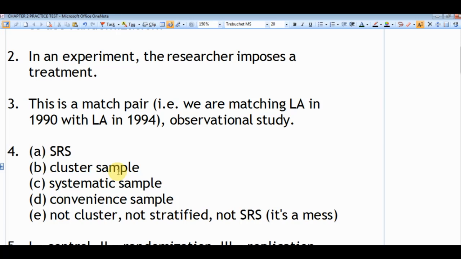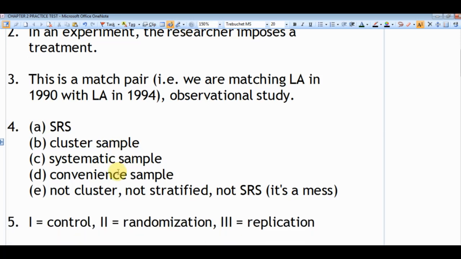Letter D, bad sample. This is a bad sample. Select the first 40 seniors who pass through the cafeteria door at lunch. Yeah, that's definitely a convenience sample. You did not make any attempt to randomize.